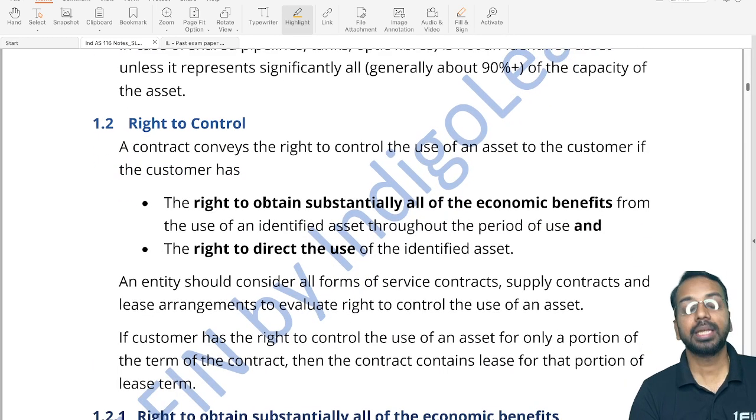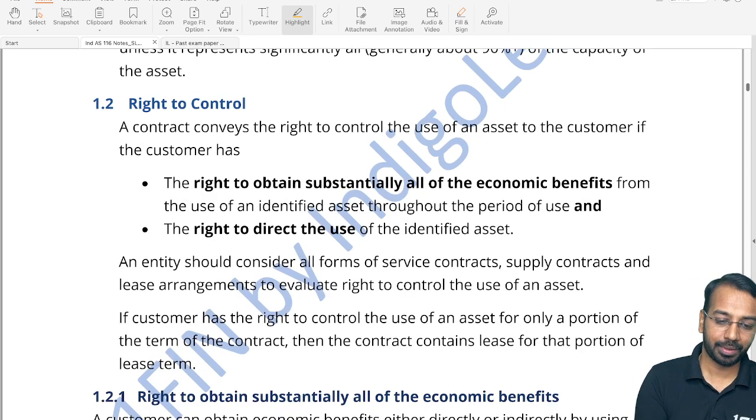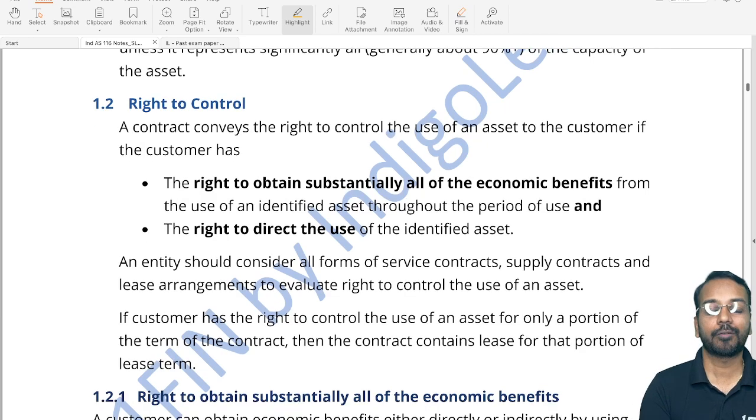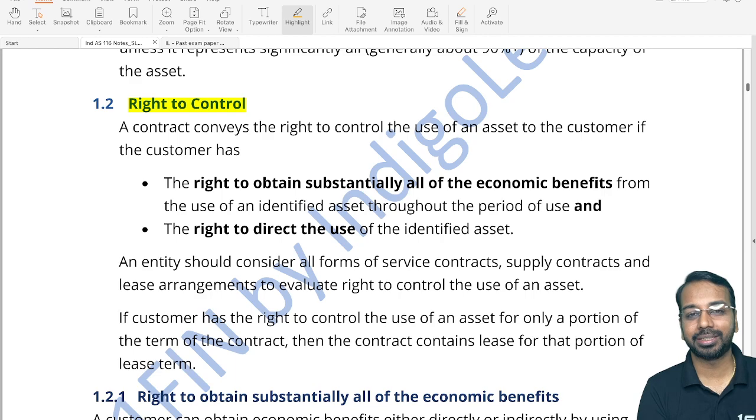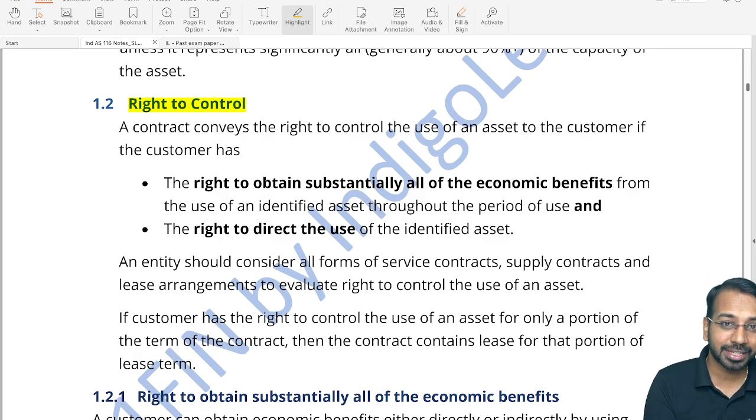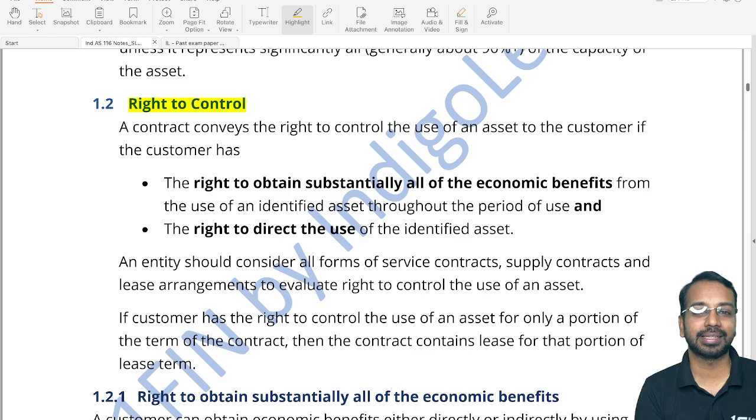Now, the next important part, and this is more for theory. This concept that we are learning is more from a theoretical perspective, where we will be able to answer questions where they ask whether the contract contains a lease or not. Now, the next aspect is right to control. Right to control means the customer, and whenever I'm saying customer, I'm referring to the lessee. Why am I not saying lessee? Because till the time we establish that the contract is a lease, I cannot say there is a lessor and a lessee. So there is a customer and there is a supplier. If these conditions are met, then we can say yes, there is a lessor and there is a lessee.